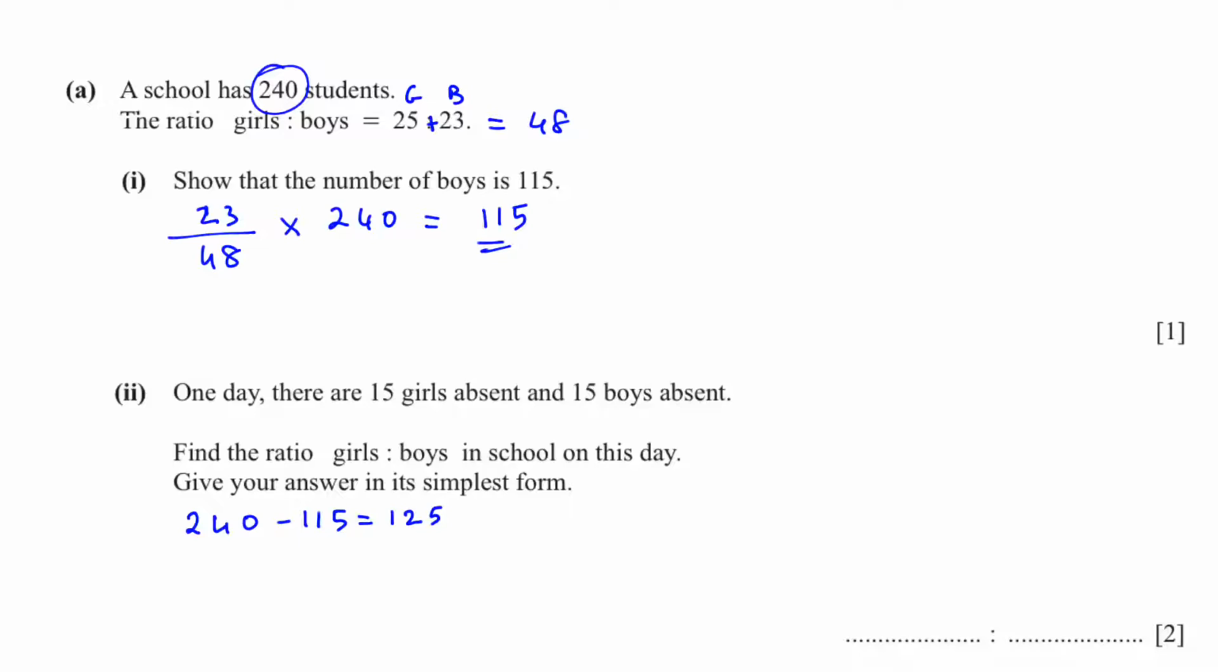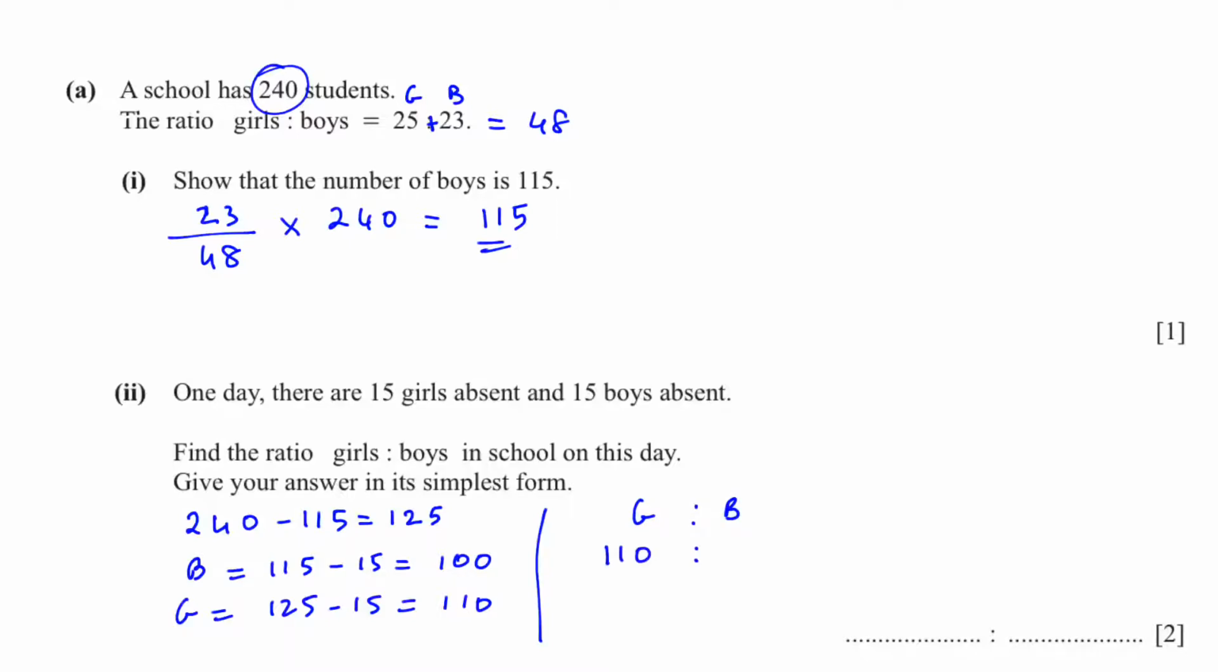And so the number of boys are 115. Subtract 15 from it, we'll have 100 boys. From the number of girls, which is 125, subtract 15, we'll be left with 110. And the ratio we require is girls to boys. Therefore, 110 is to 100. You simplify it, we'll get 11 is to 10.